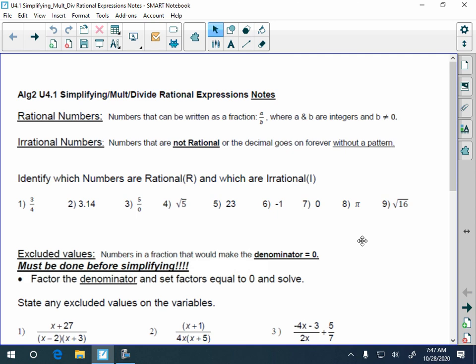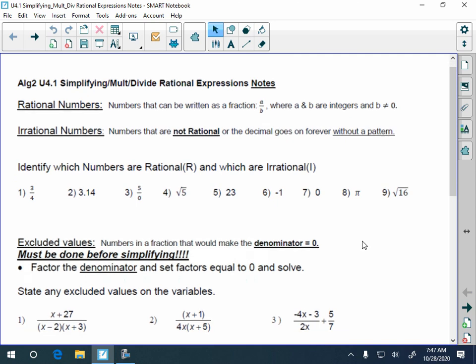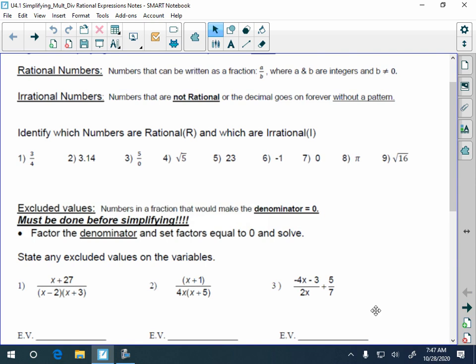All right, so let's look at rational numbers again. Identify the numbers that are rational, we'll put an R, and which ones are irrational, we'll put an I. So 3/4, that is rational because the top and the bottom are integers. And if you were to look at its decimal, it stops. It's 0.75, so we'll put R for rational. 3.14, that decimal stops, so it's rational also.